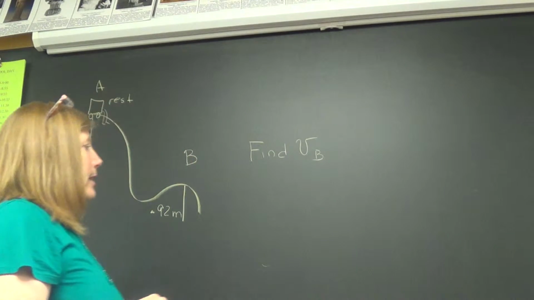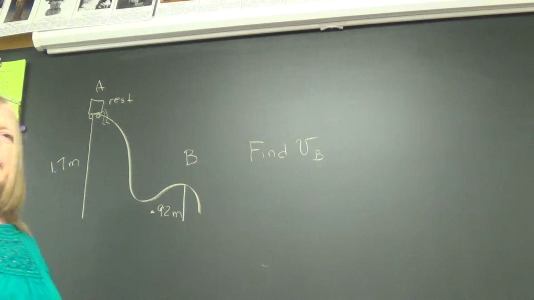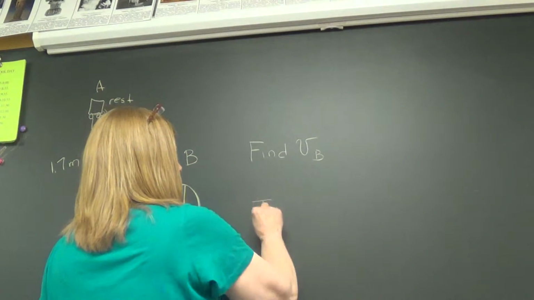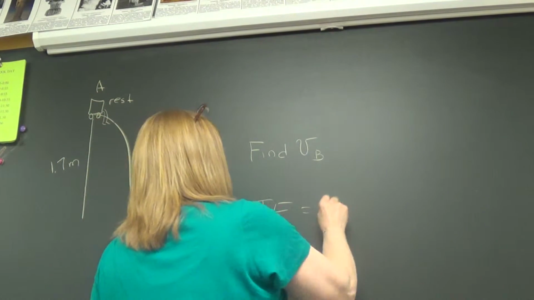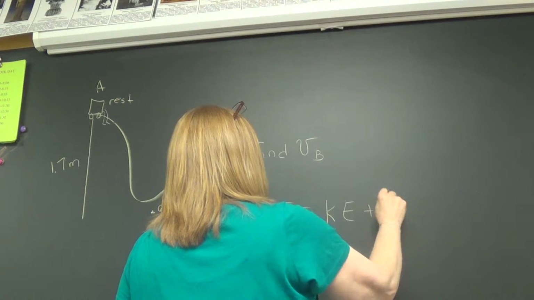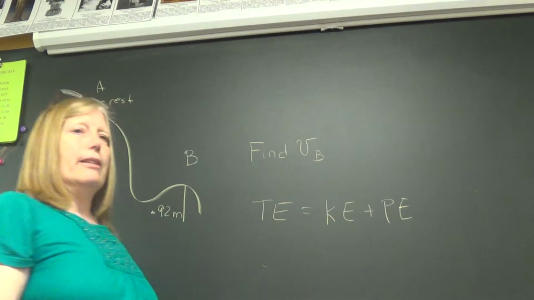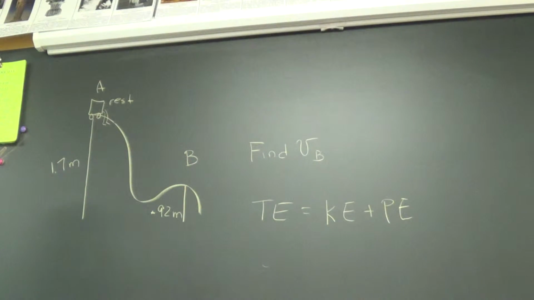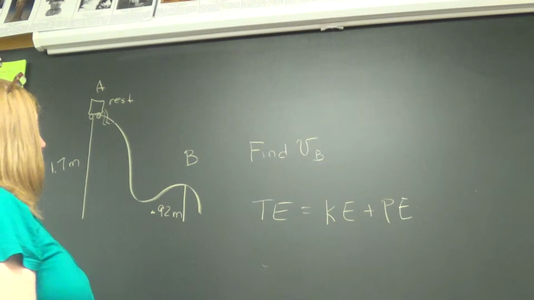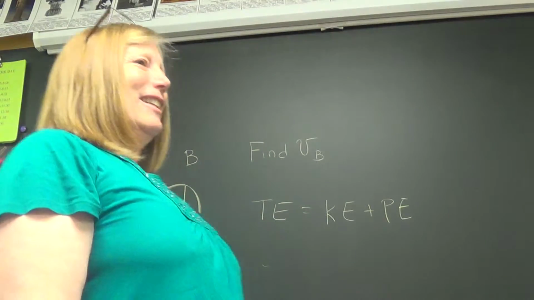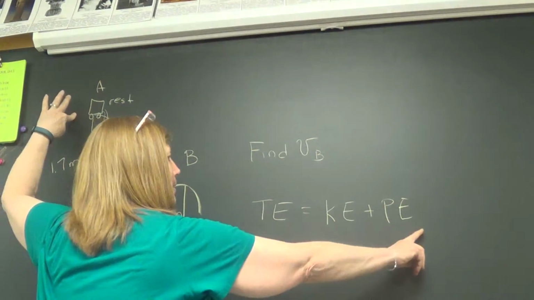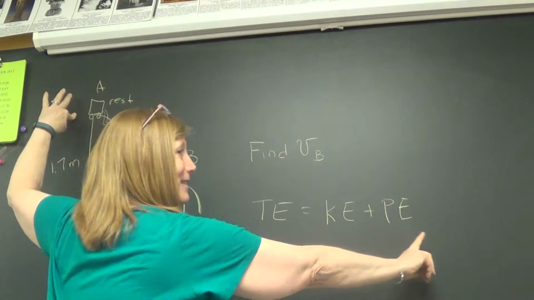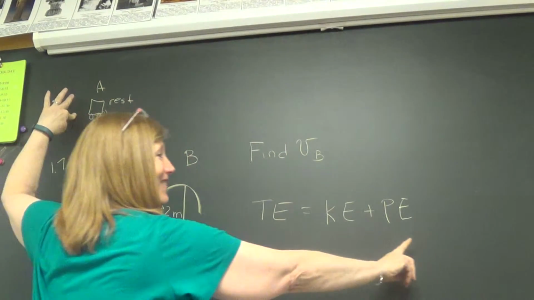So it turns out to do these problems, we always have to go where we can find the total energy. And the total energy at any spot is the kinetic plus the potential energy. But at one of these spots, it's pretty easy to figure out the total energy. Which spot should I go to for that, Brendan? The one at rest. All right, the one at rest. At rest, one of these disappears. Which one? PE.